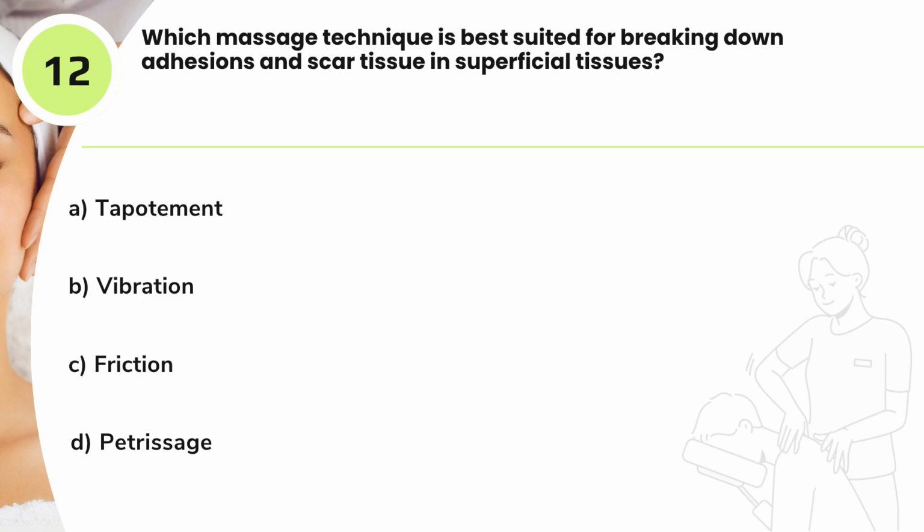Question 12. Which massage technique is best suited for breaking down adhesions and scar tissue in superficial tissues? A. Tapotement. B. Vibration. C. Friction. D. Petrissage.